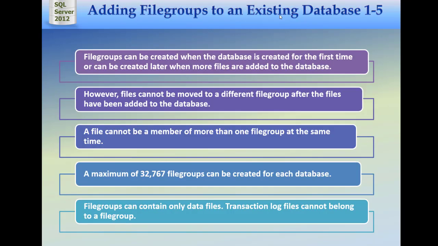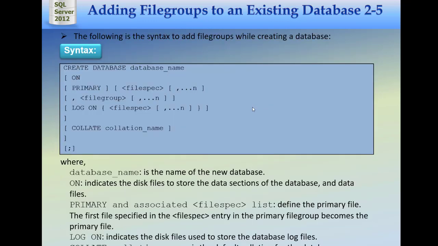Now, how do we add file groups to an existing database? File groups can be created when databases are created for the first time, or they can be created later when more files are added to the database. However, files cannot be moved to different file groups after the files have been added to the database, and a file cannot be a member of more than 1 file group at the same time. A maximum of 32,767 file groups can be created for each database, and file groups can contain only data files. A transaction log cannot belong to a file group.